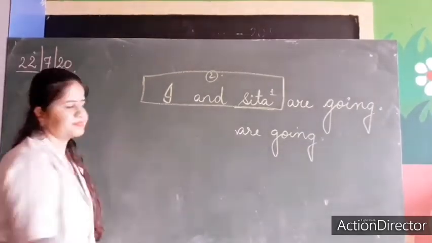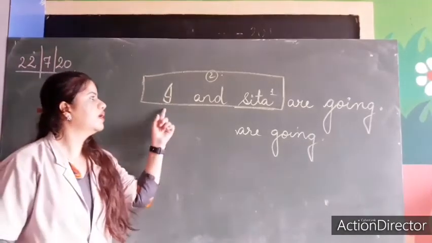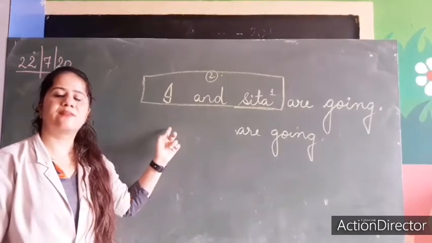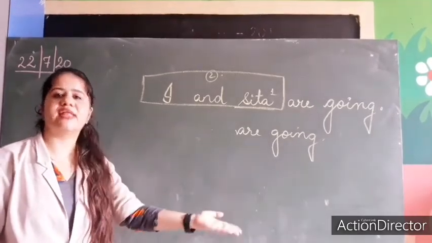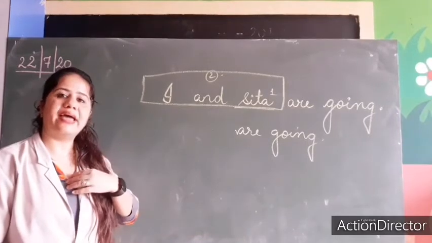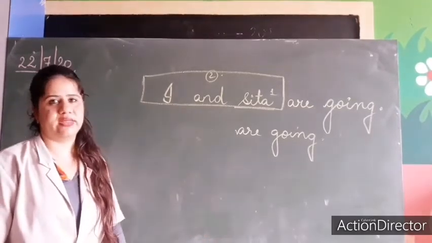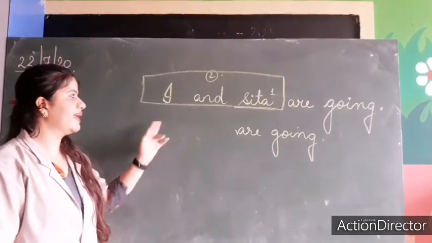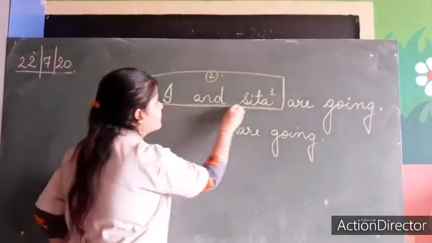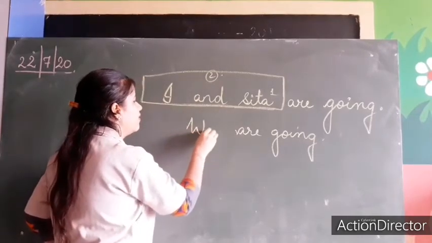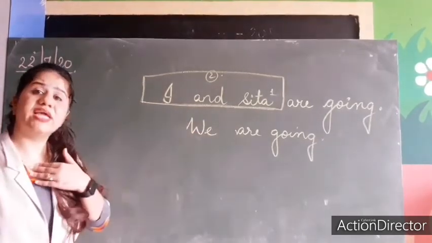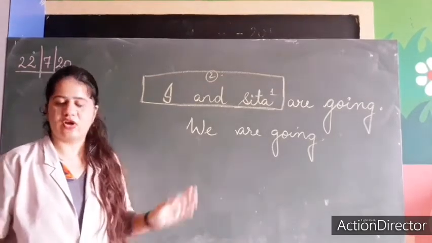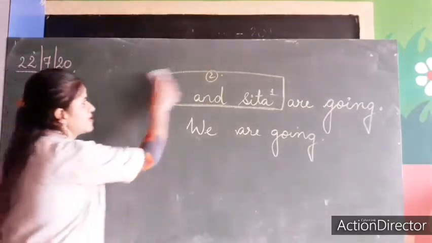Now when will we come? Let's see. When I is included with the other person. Suppose I and Sita are going, I and Anu are going. Whenever I am also included in the sentence, instead of I and Sita, I can say we are going. We are going. Got it? Now see some examples.